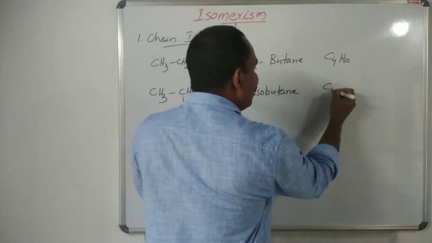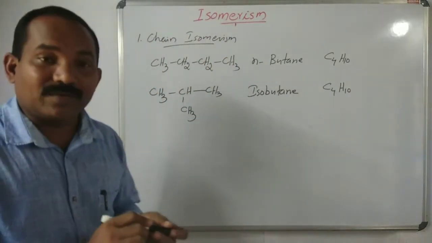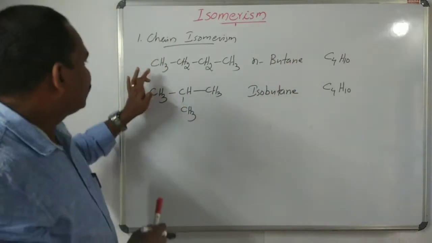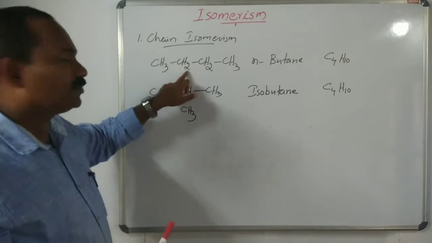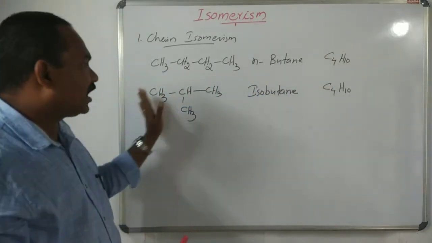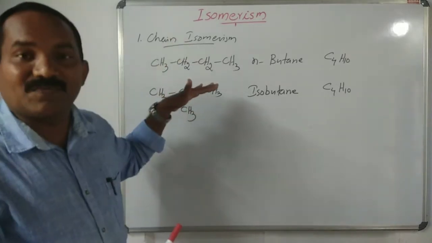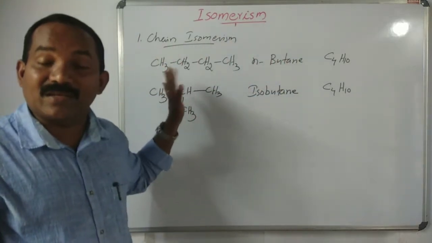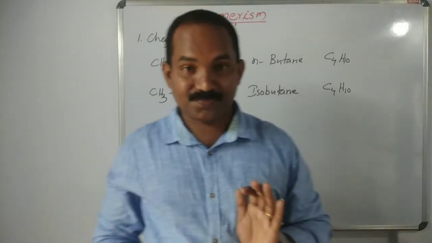Isobutane. The formula is same. Okay, are you clear? The formula is same, C4H10. 4 carbon atoms, C4. 3 plus 2, 5. 5 plus 2, 7. 7 plus 3, 10. Similarly, same number of carbon, same number of hydrogen, but the chain is different. Same molecular formula, chain is different. So this is an example of chain isomerism.